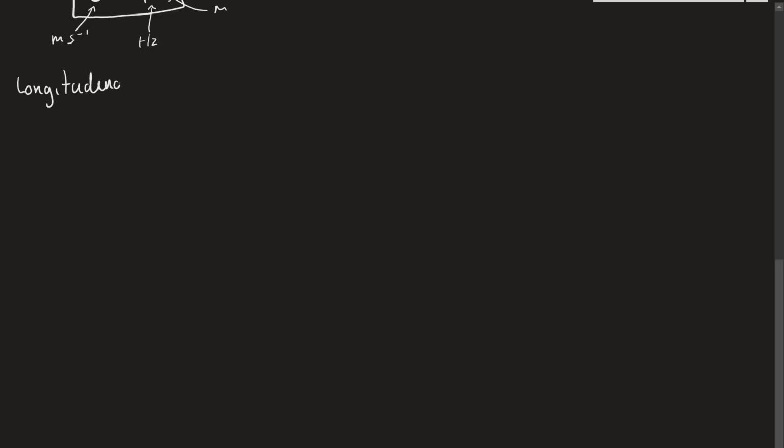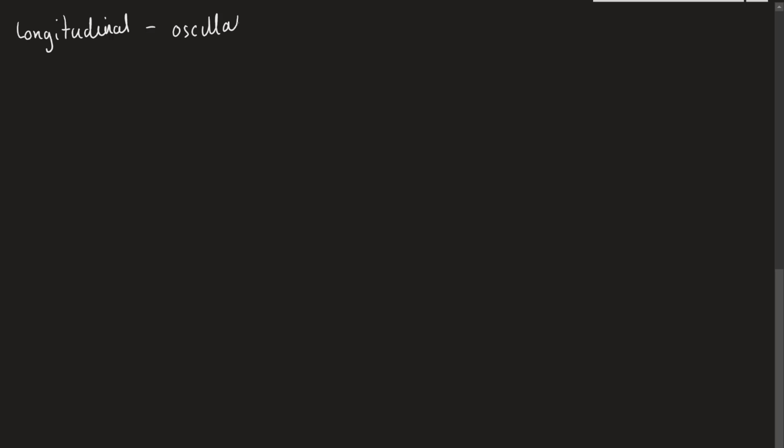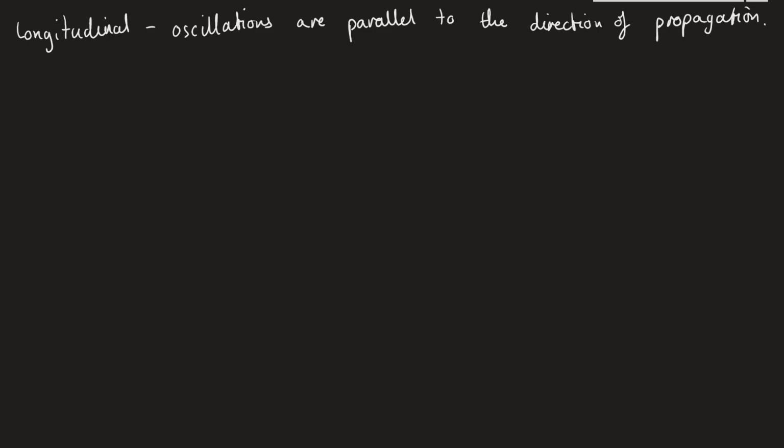Longitudinal, the second type of wave, can also have all of these properties, but the difference is that longitudinal waves are when the oscillations are parallel to the direction of propagation. Now it's very difficult for me to draw what a longitudinal wave looks like, so instead I've got a little bit of a video that's hopefully going to show it in better detail than I could.